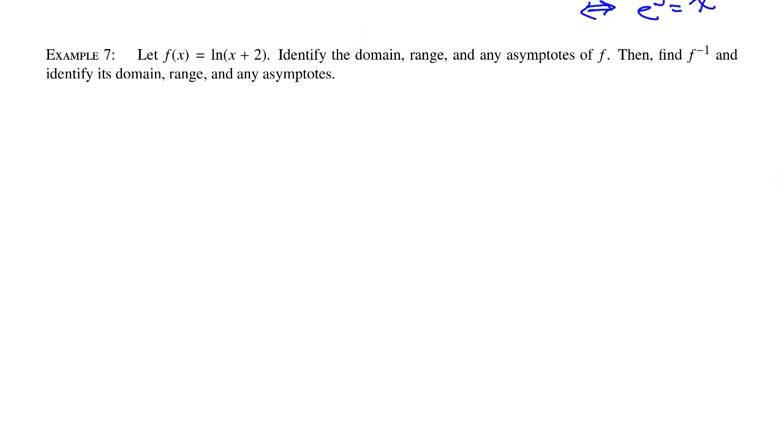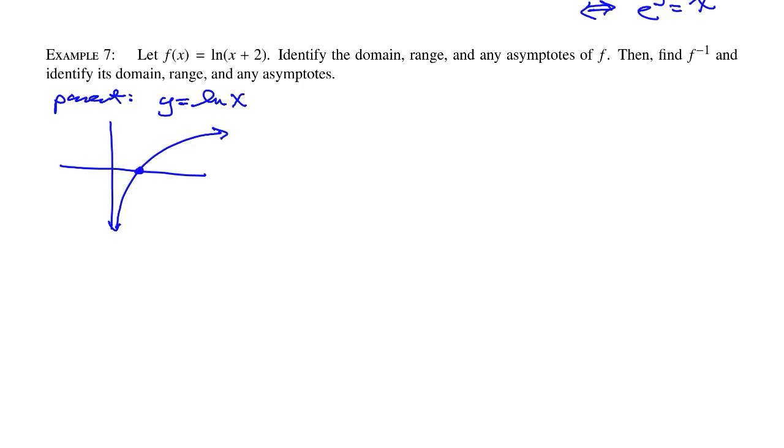Example 7. Let f of x equal natural log of x plus 2. Identify the domain, the range, and any asymptotes of f. Then find the inverse, identify its domain, range, and any asymptotes. So the parent function is y equals the natural log of x. The base is base e, so it's the increasing log function, and it looks like this. And it goes through the point 1, 0, e, comma 1, and 1 over e, comma, negative 1.